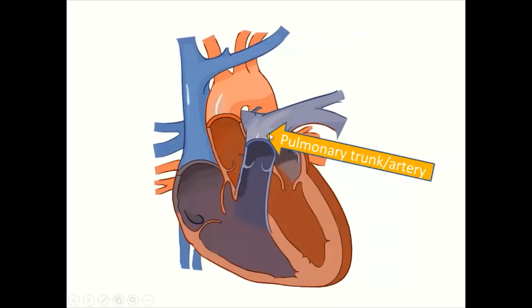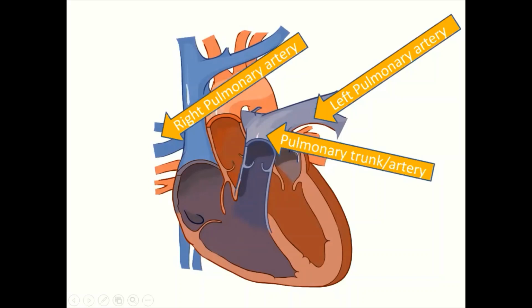Next, this one is the pulmonary trunk or pulmonary artery. That's why this is called the pulmonary valve. This pulmonary trunk or pulmonary artery carries blood from the right ventricle to the lungs. And this pulmonary trunk goes to the left lung and to the right lung. So the blood goes to the left lung and to the right lung via these blood vessels. This one is called the left pulmonary artery, and the other one is the right pulmonary artery. So it carries the blood to the left lung and to the right lung.